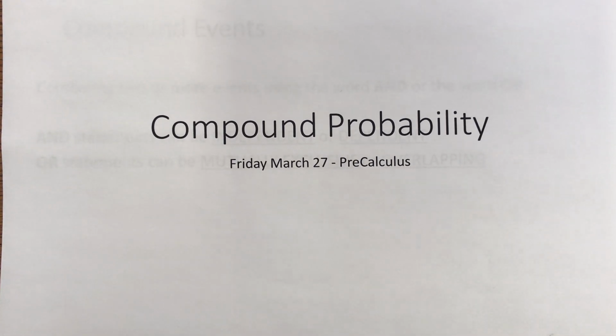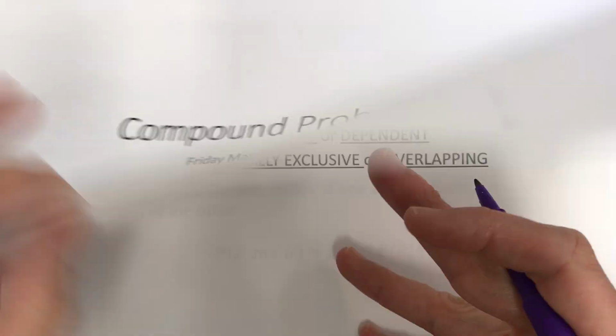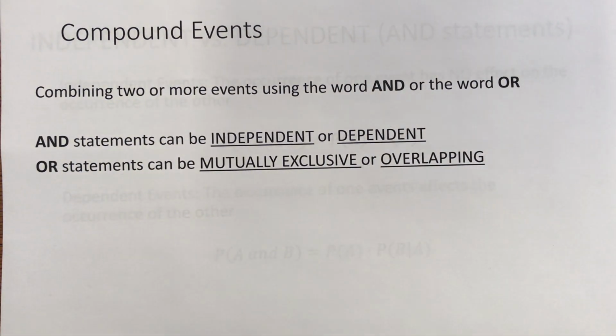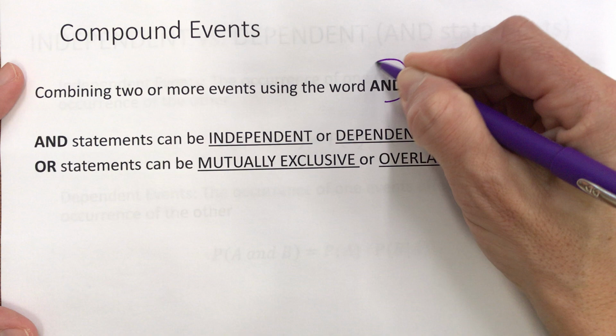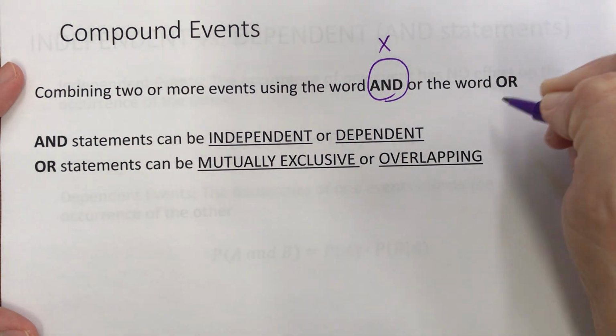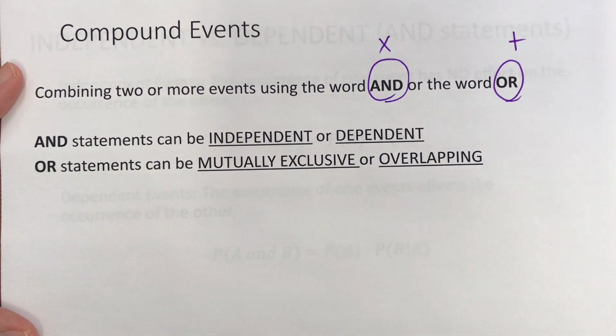Hey class, today I'm doing a lesson on compound probability. Compound events is combining two or more events using the word and or the word or. So you've seen this before. When we see the word and is when we multiply. When we see the word or is when we add.